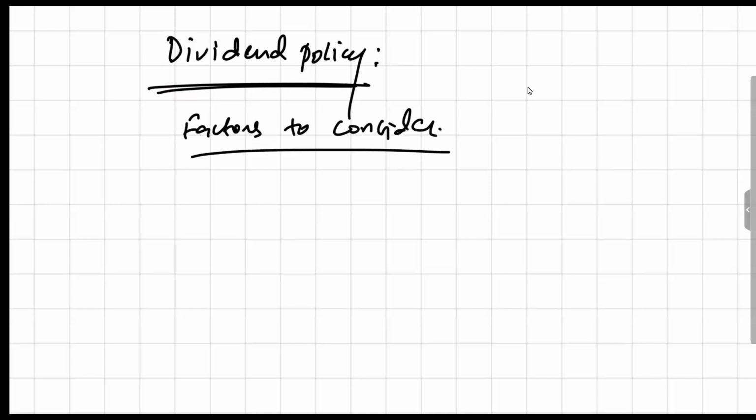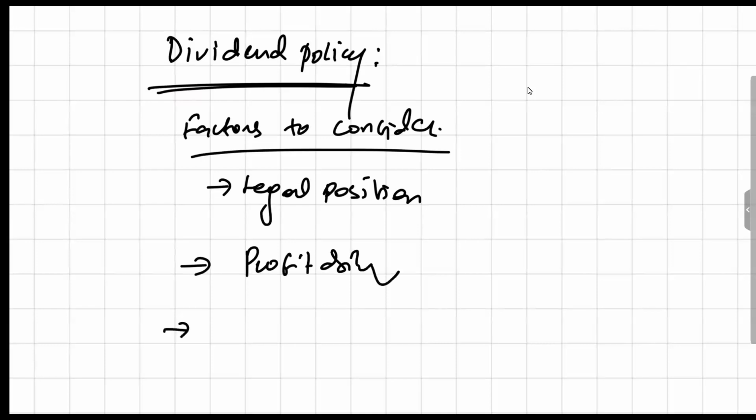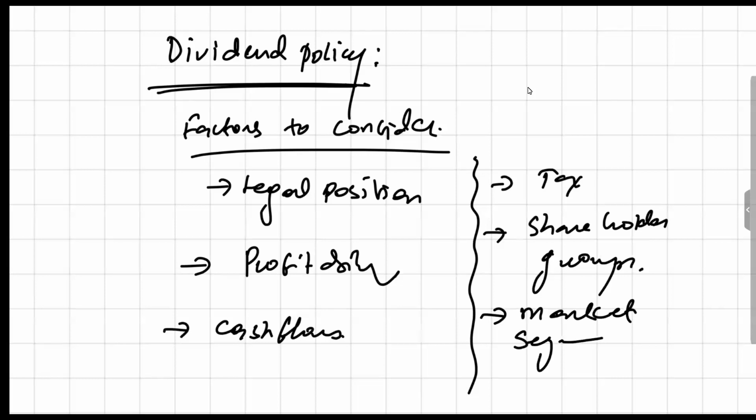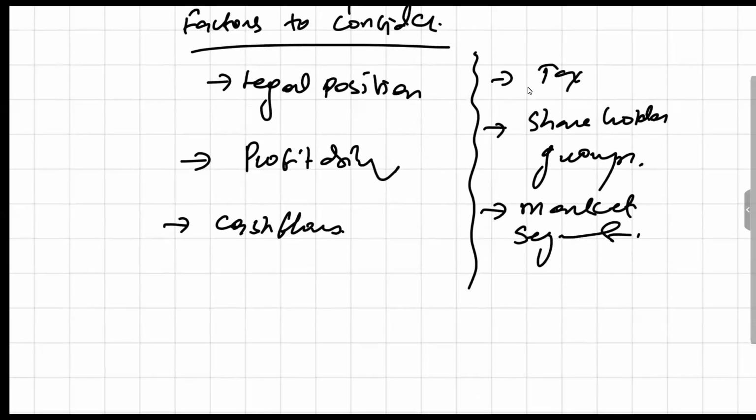Now, what are those different factors that are to be considered? One of them is your legal position as an entity. What is your legal position? Can you pay off the dividend? Can you not pay off the dividend? The profitability, obviously the cash flows that the business has, plus in addition to this, the tax impact, the shareholder groups, how they are, the market segments in which you are operating in, etc. There are different factors that you can understand.